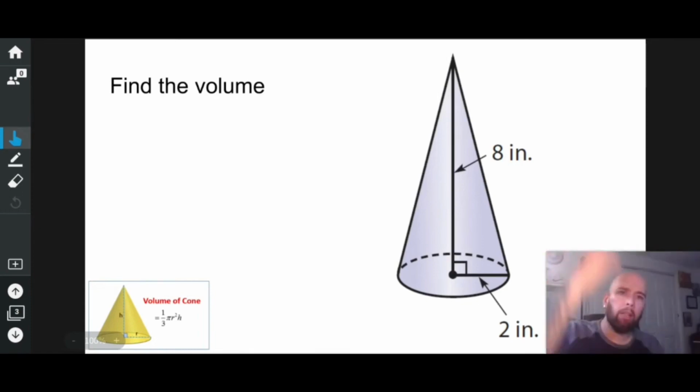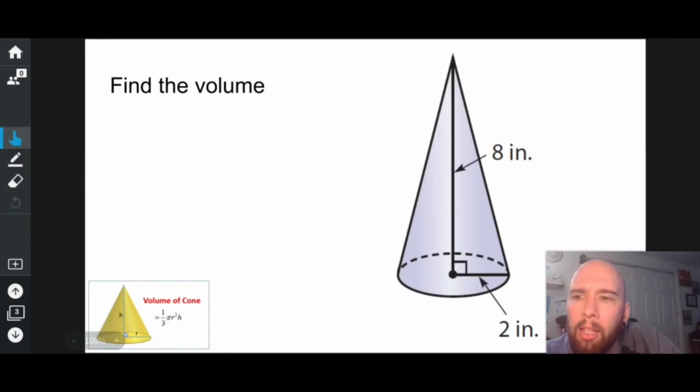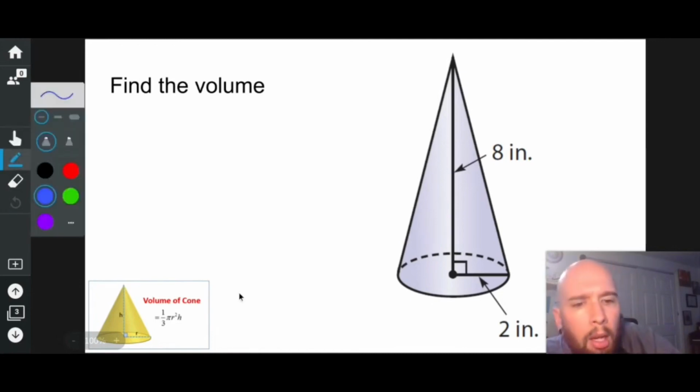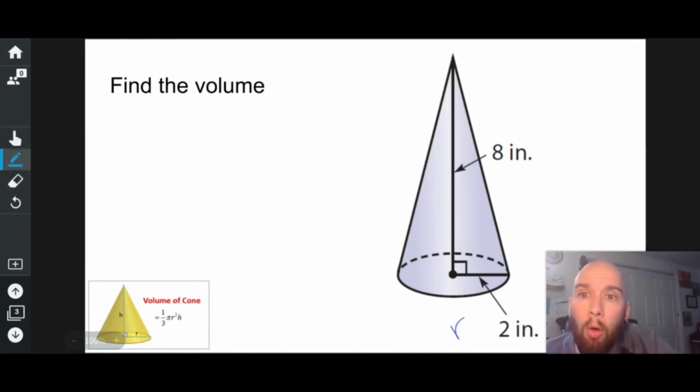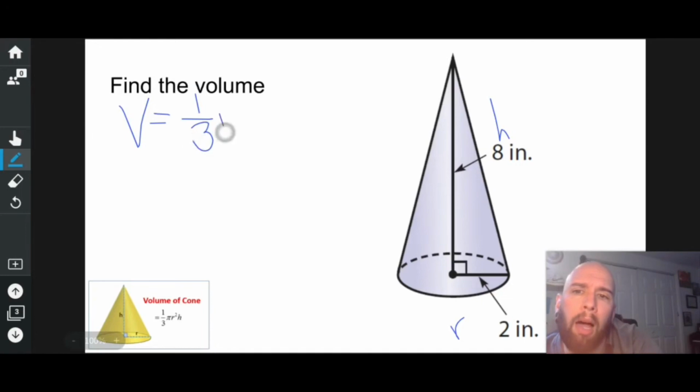Okay, I have a regular old cone. I'm given my radius right there. That's my radius right there. It doesn't go all the way across. That's my height. My height is the number that goes straight up and down. Okay, and I'm going to write out my formula. V equals 1/3 pi r squared h.